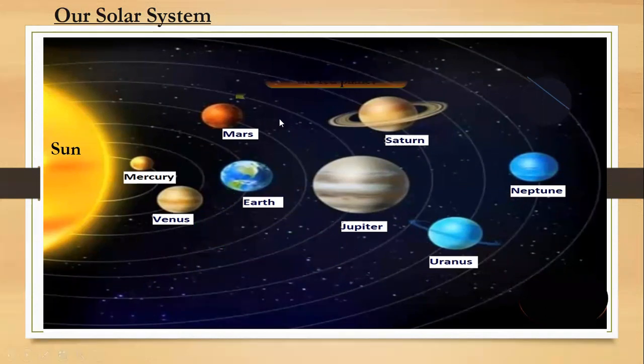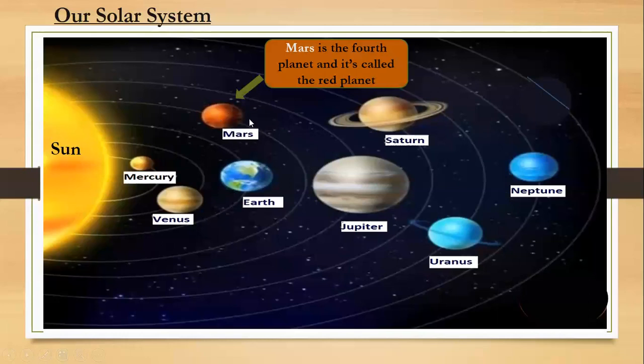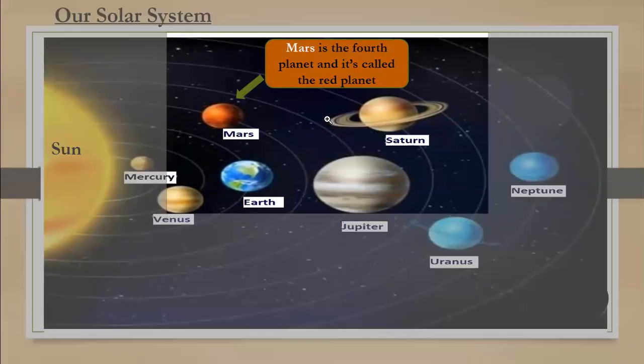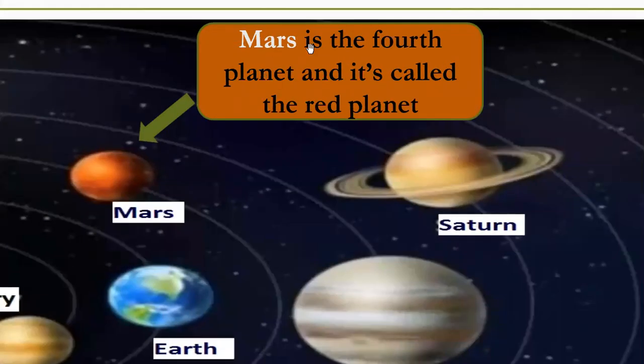What about the fourth planet? It is Mars. الكوكب الرابع هو Mars. هو كوكب المريخ. So what about Mars? Mars is the fourth planet and it is called the red planet. كوكب المريخ هو الكوكب الرابع and it's called, ويدعى, the red planet, الكوكب الأحمر. Why? Because it looks red in the sky and its soil is red. يبدو أحمر في السماء وتربته حمراء. So we call it the red planet.